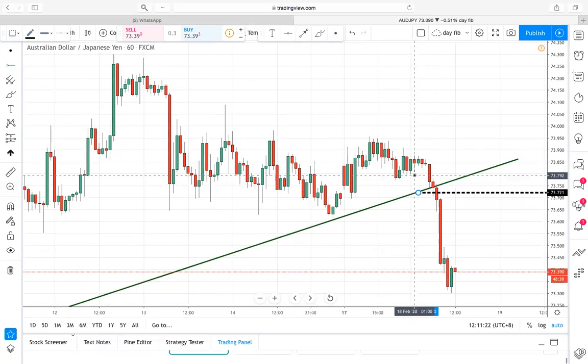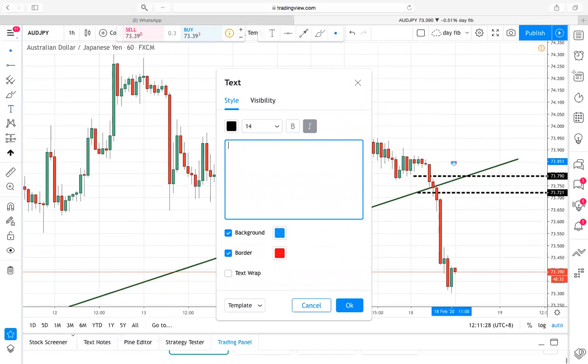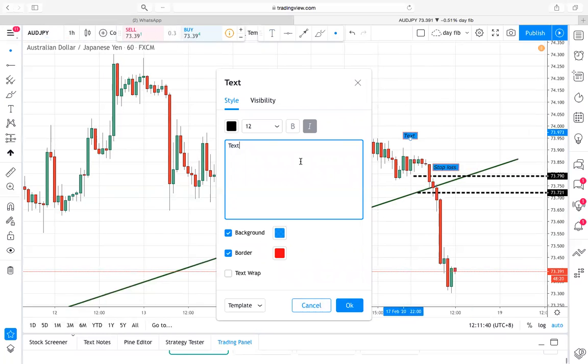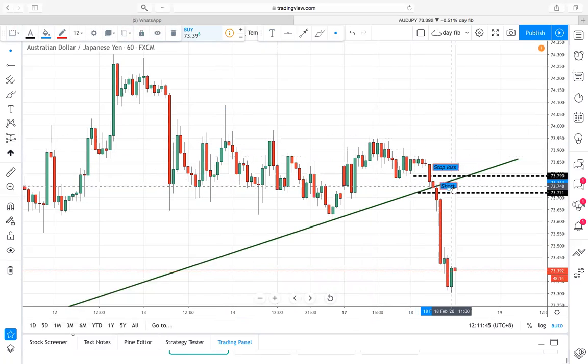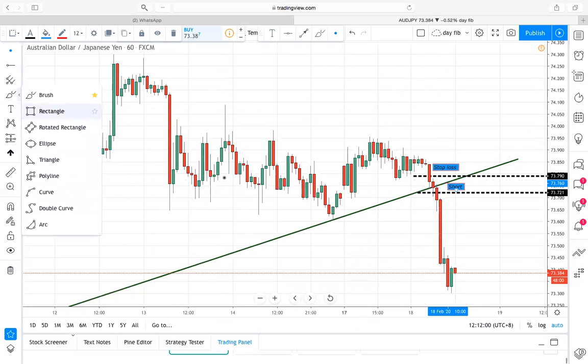The answer is very simple here. Okay, so I'm going to put my stop loss down here. That is where I put my stop loss. Short here. Clear? So I got my short at 73.7. My stop loss is at 73.790.